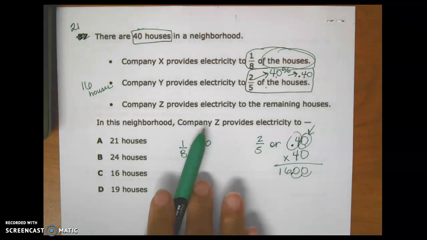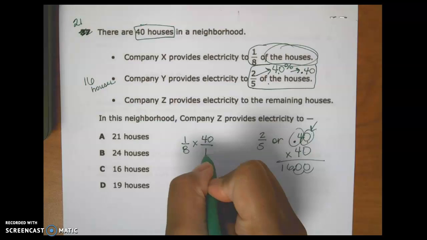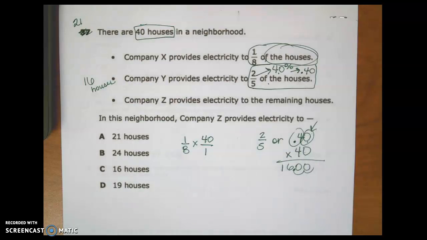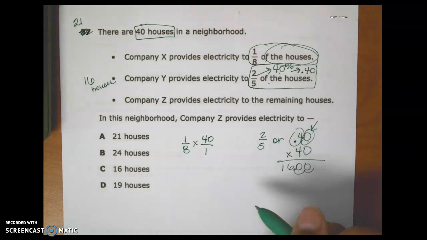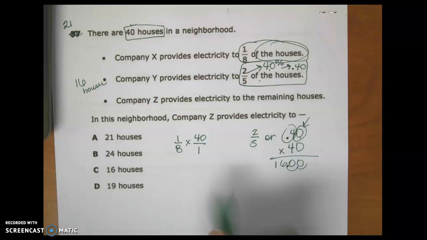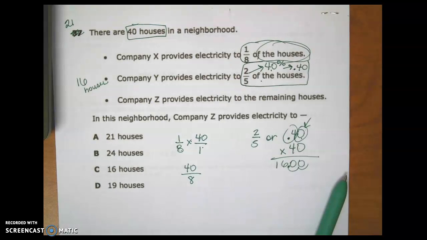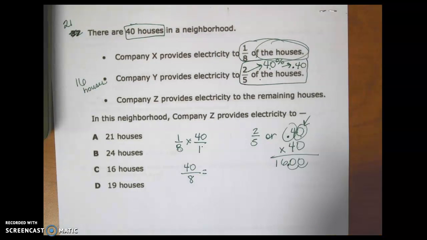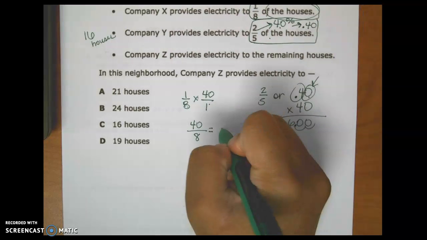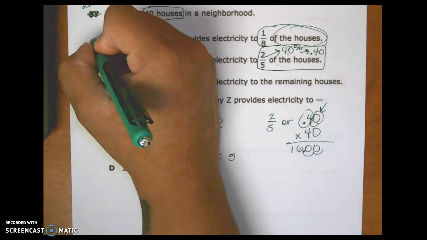Then 1/8 of 40. I am going to take 1/8 and multiply it by 40 over 1. So 40 over 1 times 1 over 8. So 1 times 40 is 40. And 8 times 1 is 8. What is 8 times 1? 8. So 40 divided by 8 equals 5. 5 houses are provided by Company X.